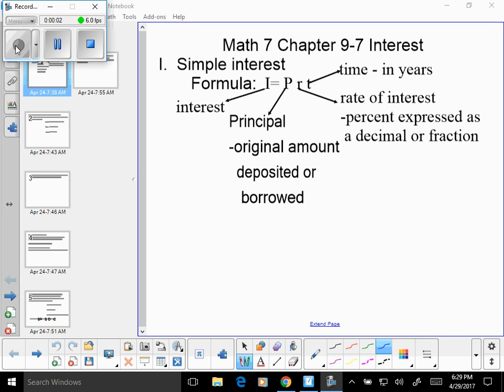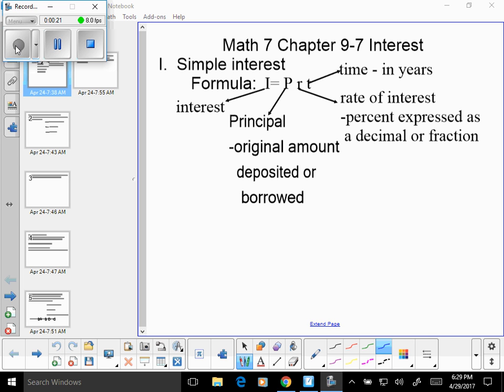Hello, 7th graders. This is Chapter 9-7, which is on interest. There are two types of interest that people are paid on money. One is called simple interest. This is the one you're probably more familiar with. I believe you've probably used the formula in the past.